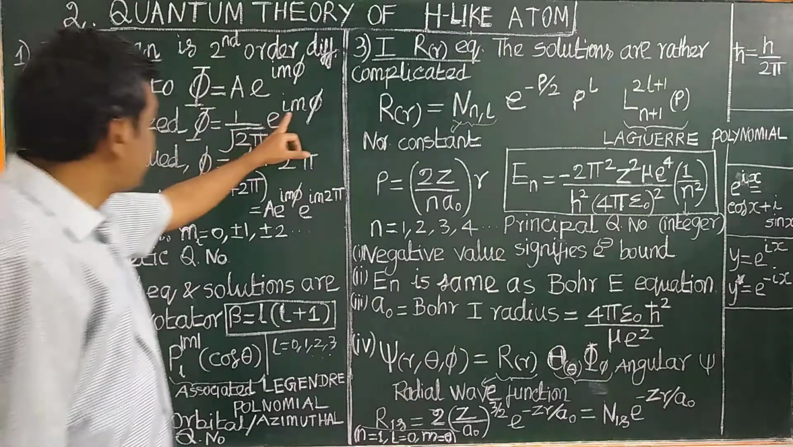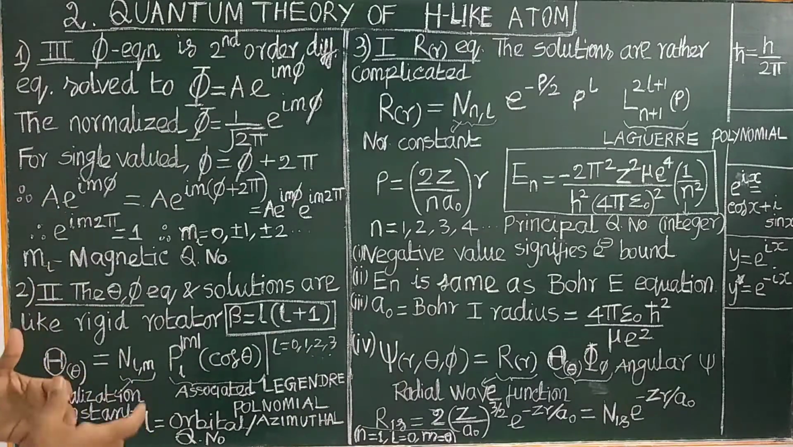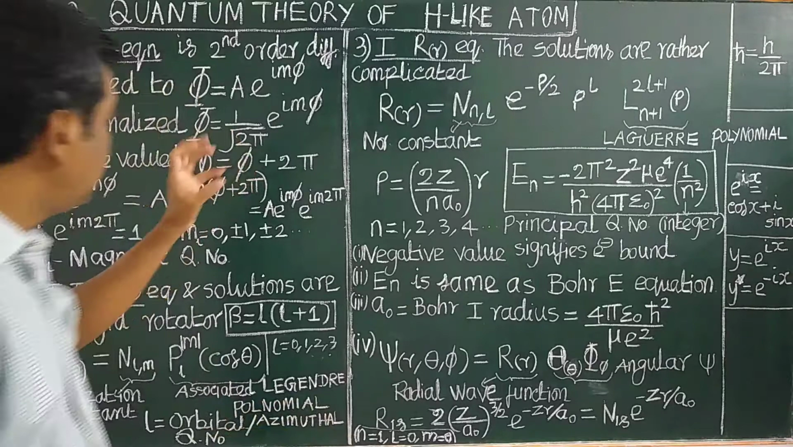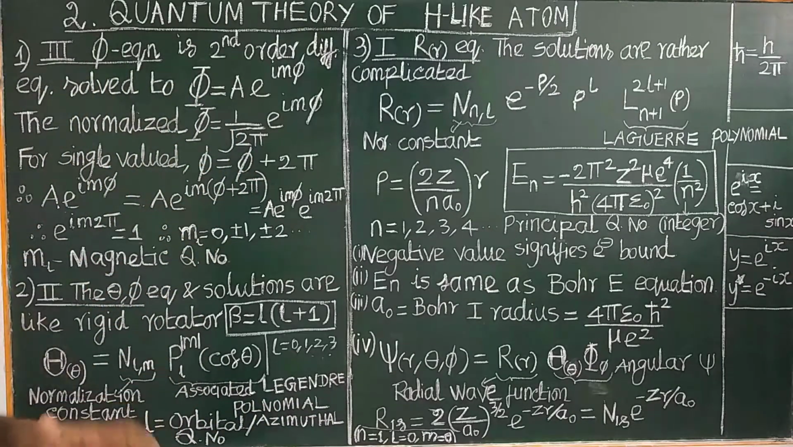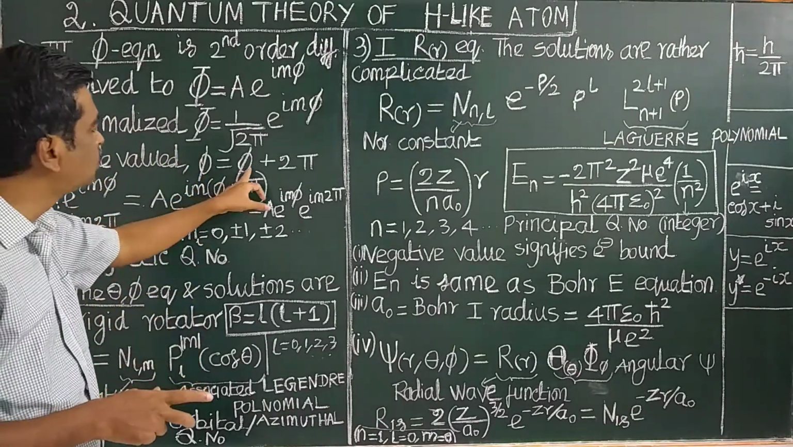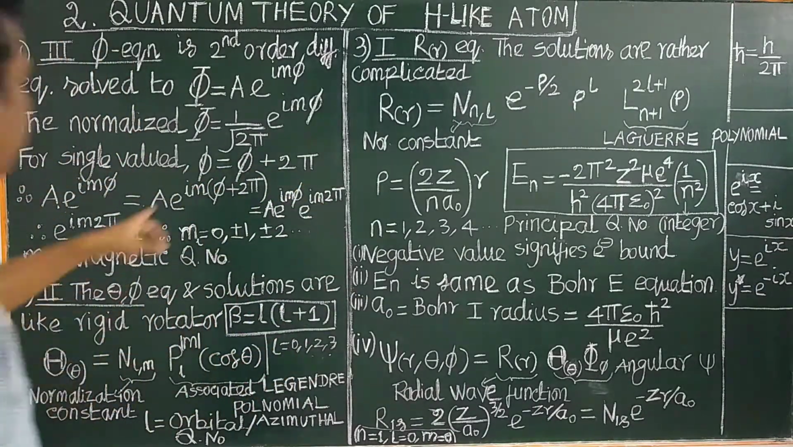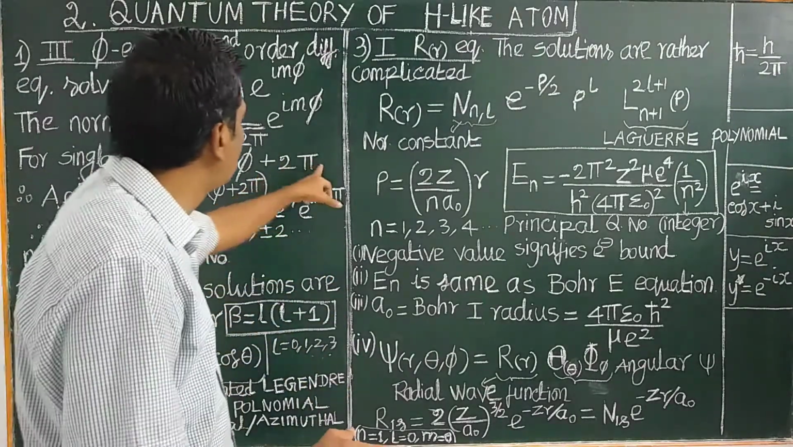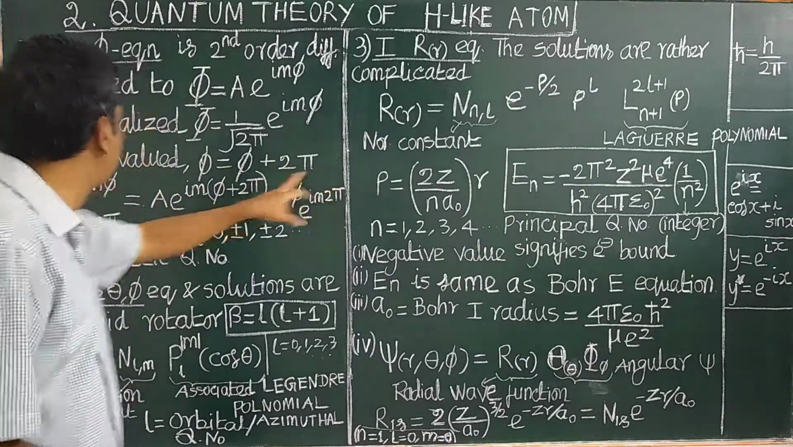Now, m is a constant. What is the value of m? How is it determined? It was asked in a CSIR GATE question. Any wave function, if it is well behaved, must have a single value. For a single valued wave function, phi equal to phi plus 2 pi, because of spherical symmetry. The phi value varies in the range of 0 to 2 pi. It is spherically symmetric.